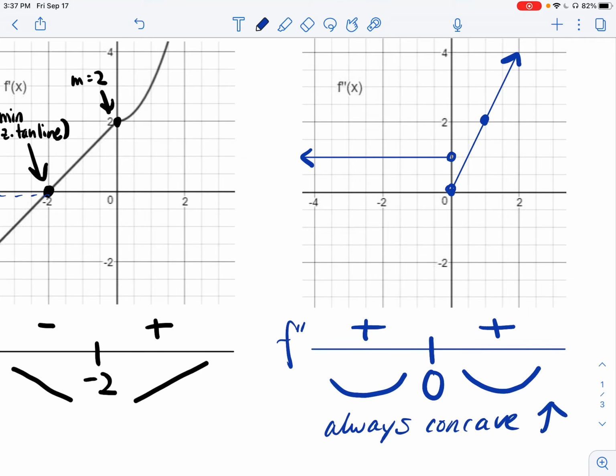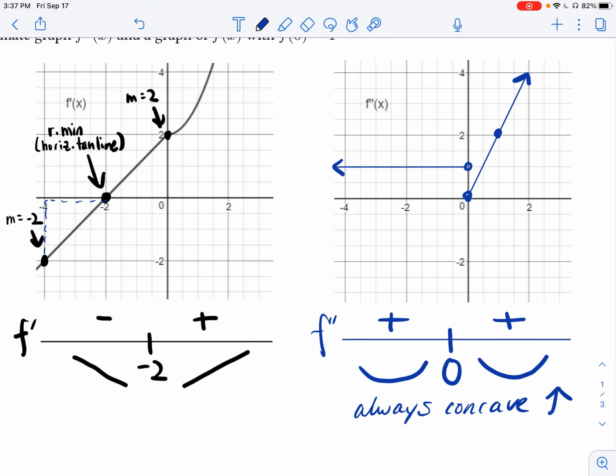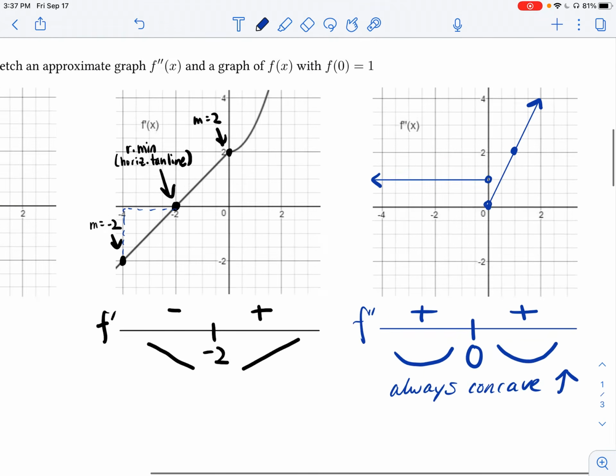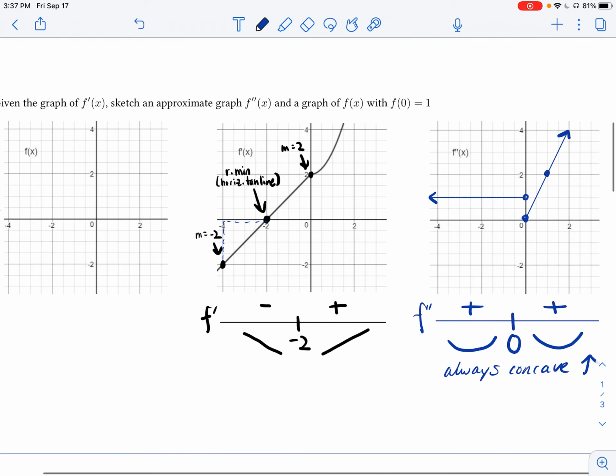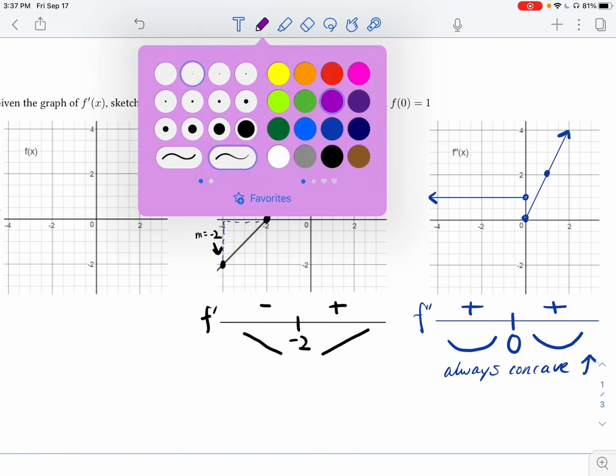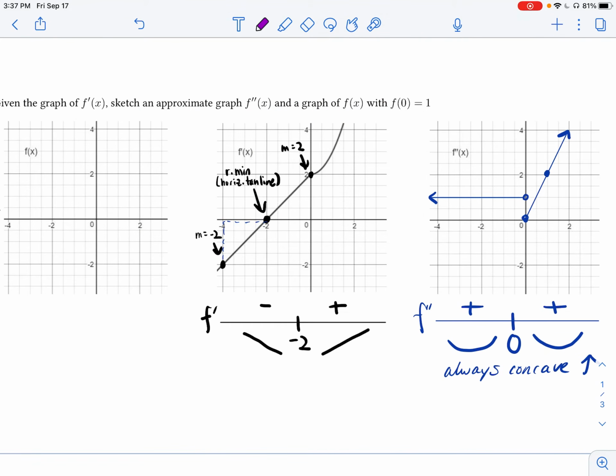So we've broken down what we know about the second derivative. We've broken down what we know about our first derivative and its implications on our function. So we're now going to put everything together. We're going to combine the knowledge that we were able to glean from these two graphs and now try to graph the original function. So let's do that. I'm specifically saying that f of 0 must be equal to 1. And we'll come back to that in a moment, but we'll say that.